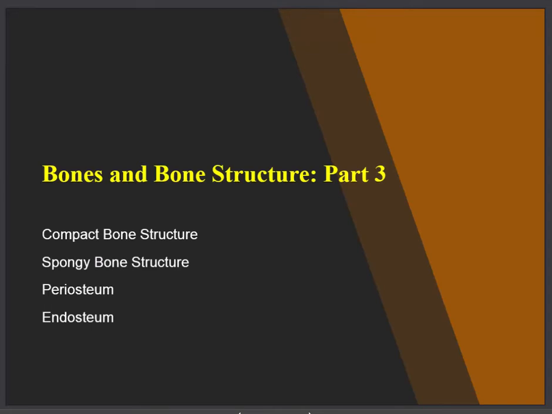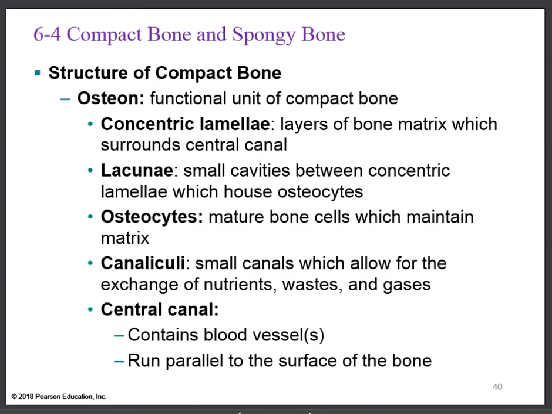In part three of bones and bone structure, we'll take a detailed look at compact bone and spongy bone as far as their anatomy. And then we'll take a more detailed look at the periosteum and endosteum. These are all mentioned in the previous lessons. So let's take a look at the structure of the compact bone first.